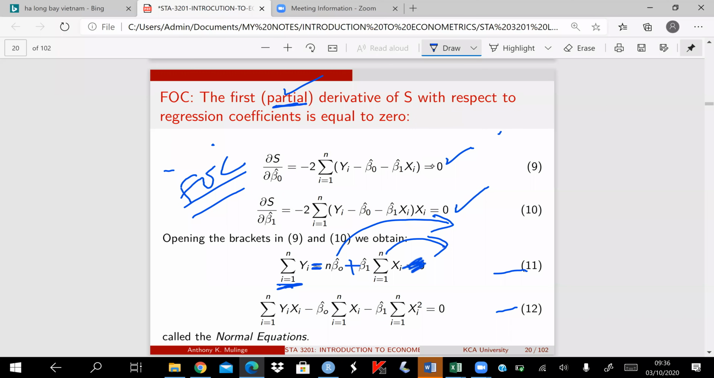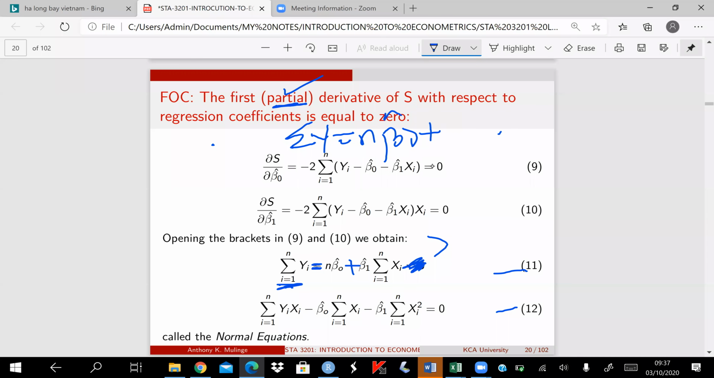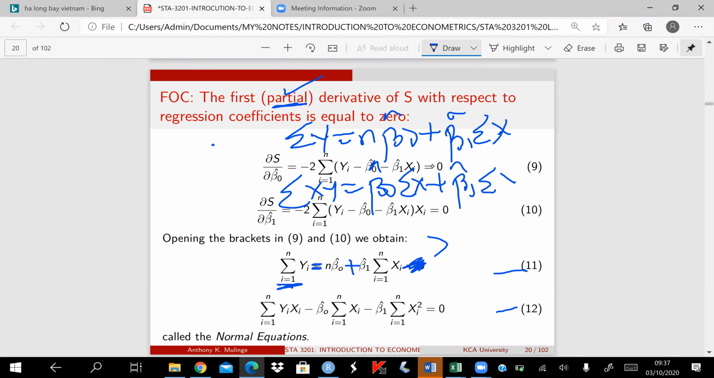Then I remove this. Which equation is that? This is what we have. We have summation of y is equal to n beta naught estimate plus beta 1 summation of x. And the second equation is summation of xy is equal to beta naught summation of x plus beta 1 summation of x squared. These two are what we call the normal equations in statistics 2.